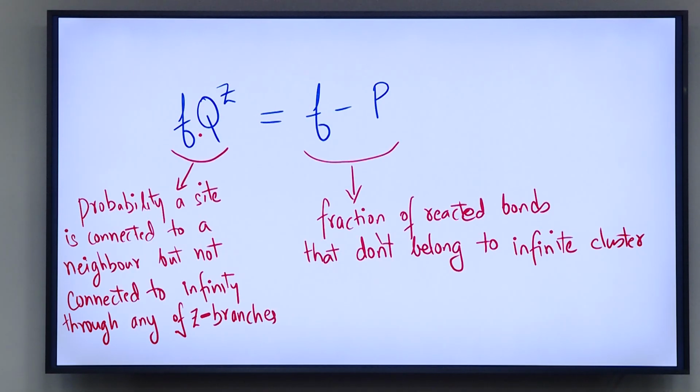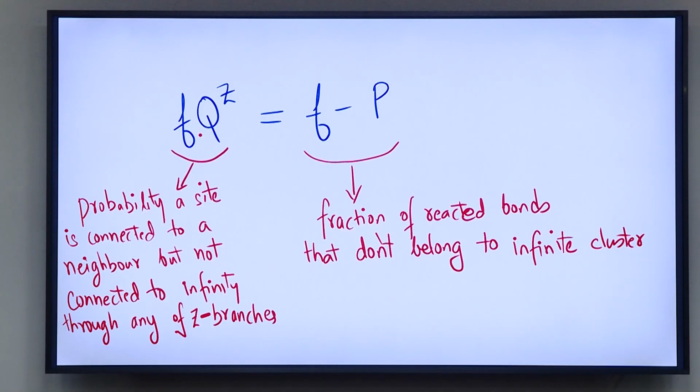And then a similar recursive relation can be set up for p, and it's actually quite long, but I want to give you a feel of it, not that we need to really discuss this exact problem. If you are able to get it, good, otherwise we will move on. I will state this quickly. The probability that a site is connected to a neighbor, that is f, but not connected to infinity through any of the z branches, going in any of the directions, is f times q raised to power z.